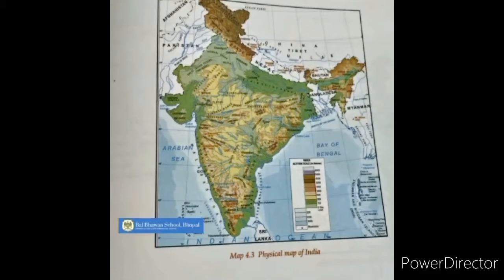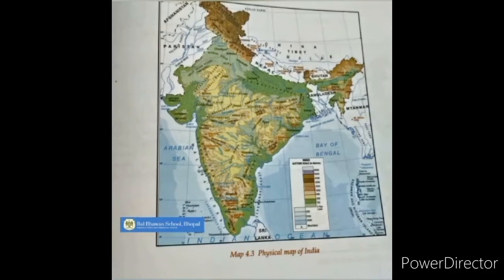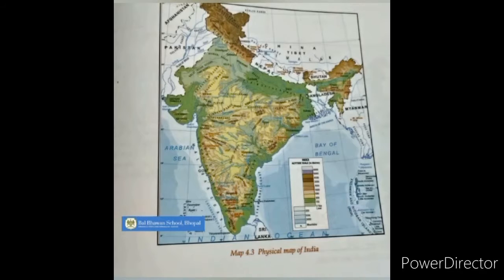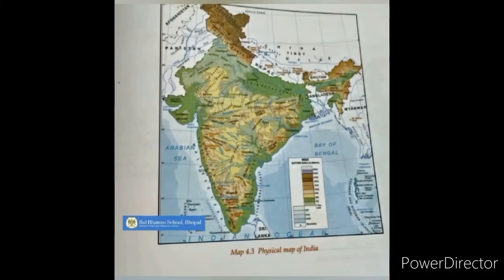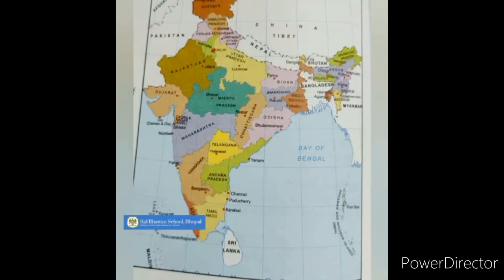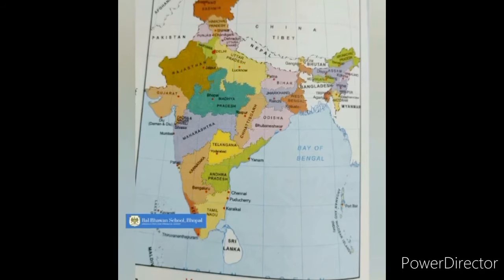Physical maps show the Earth's features like landscapes, mountains, rivers, valleys, plateaus, deserts, lakes, and oceans. They can also be used to show elevation, land use, and many other features. Another name for physical maps is topographic maps. A political map represents countries, states, towns, national boundaries, capitals, and major cities, as you all can see in the given map.